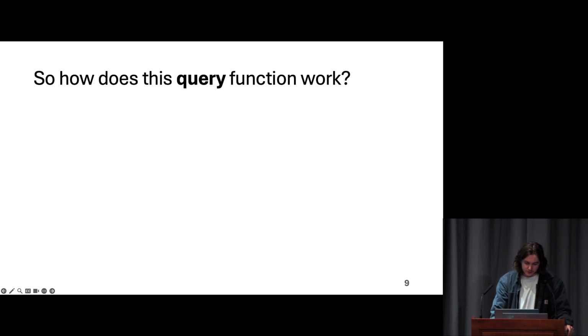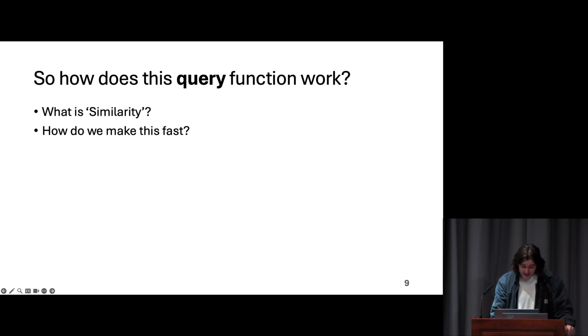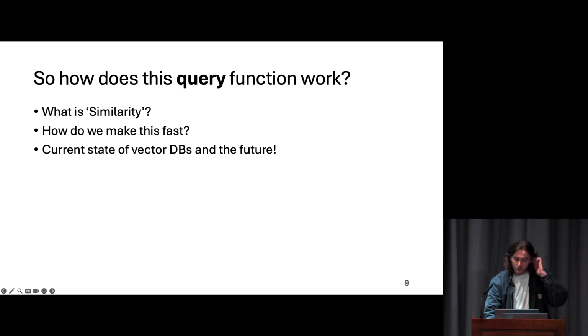And so to discuss this more, let's talk about first, okay, what is this similarity concept I glossed over earlier? Then I'll talk about how to make this fast. As I said earlier as well, this is the entire function of a vector database. We care deeply about this being quick. And then finally, what is the current state of vector DBs and what is the future? What are we moving towards?